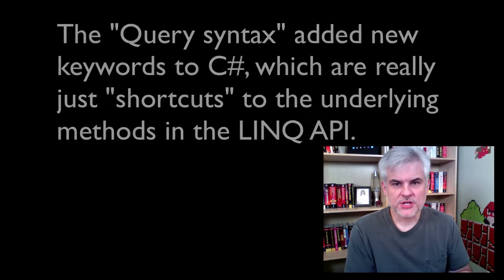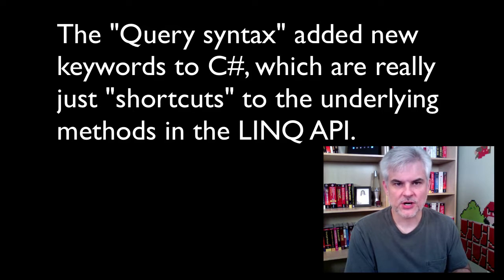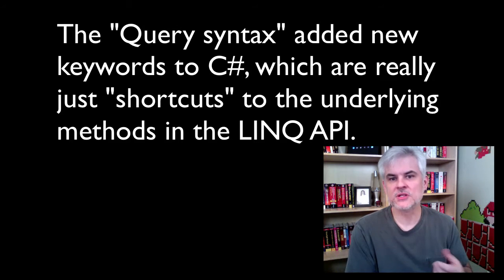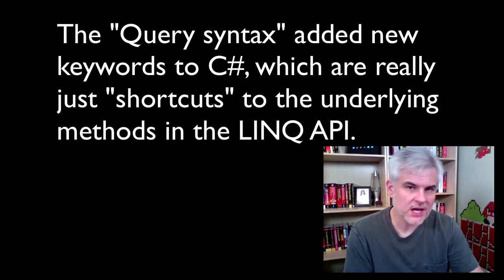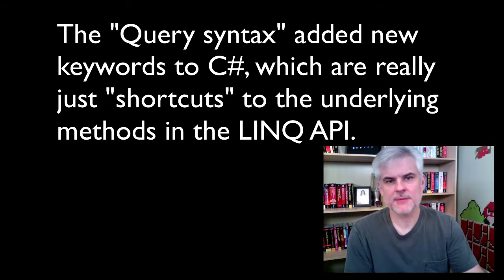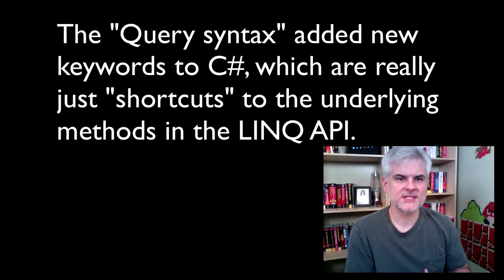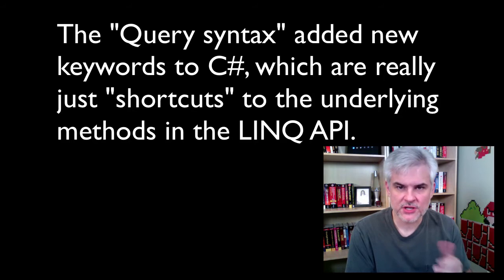So the language integrated query syntax added a number of new keywords to C# and also Visual Basic, and those language additions are nothing more than shortcuts to the underlying method calls of the LINQ API. So while technically the LINQ to objects API is not part of the C# language, the language integrated syntax is part of the C# syntax, and the two are inextricably tied together.